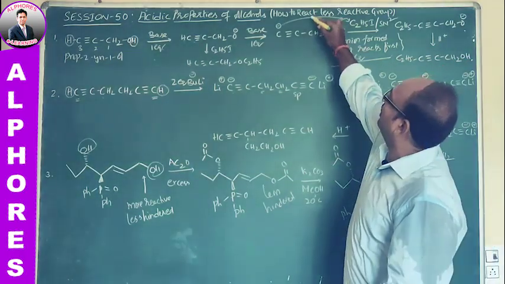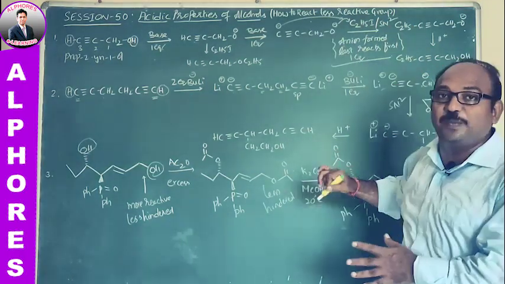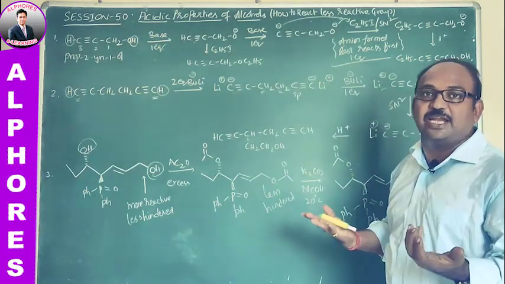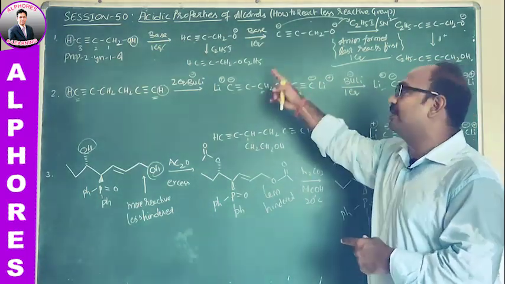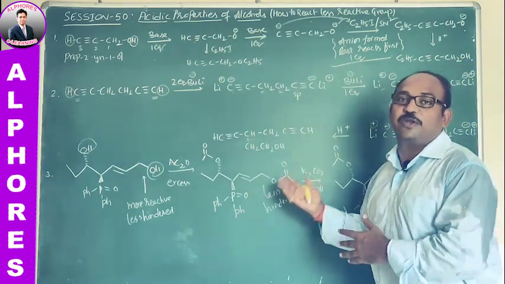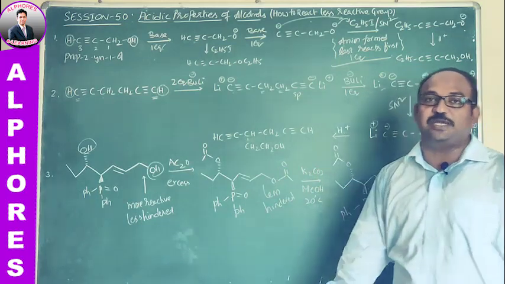So how do they react? The less reactive group has to participate in the reaction. Then by using these examples, you came to know which one is going to participate and which one is not going to participate.